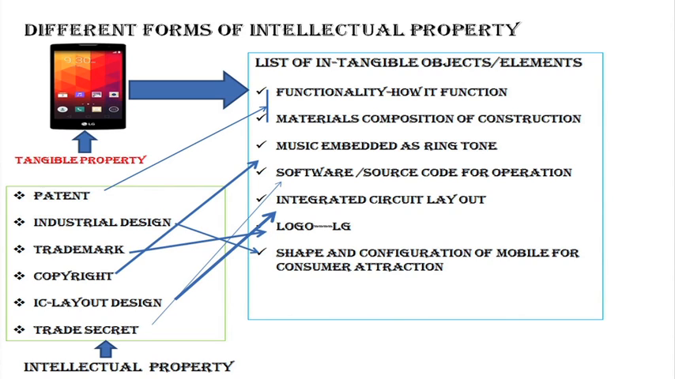The form of intellectual property right that is protecting the functionality, including the material of composition or construction, we are referring to as a patent. We'll discuss that in detail. So first remember that the functionality or material of composition is protected in the form of one intellectual property, that we are considering as a patent.